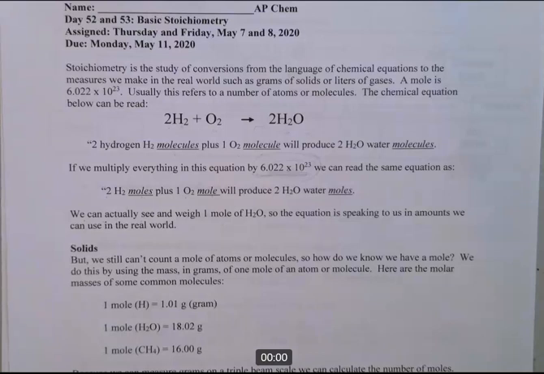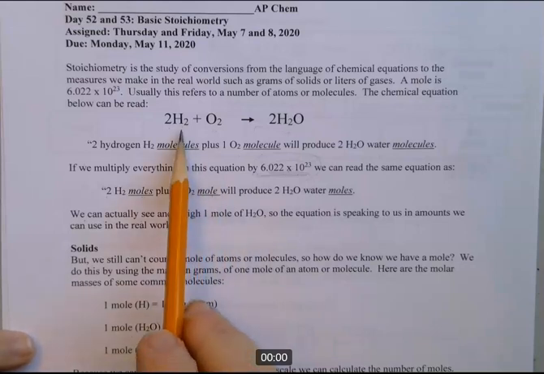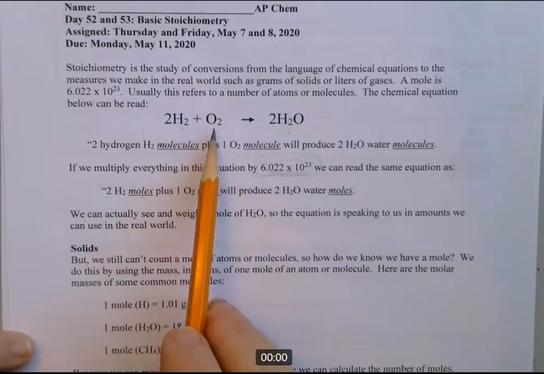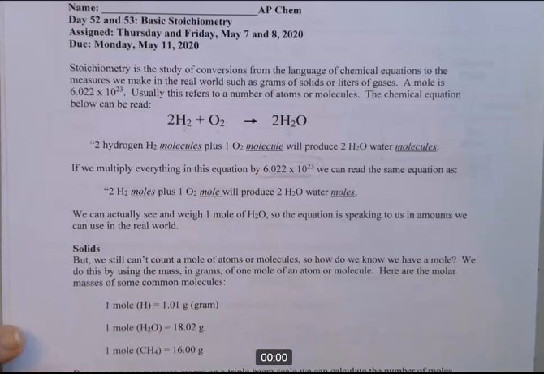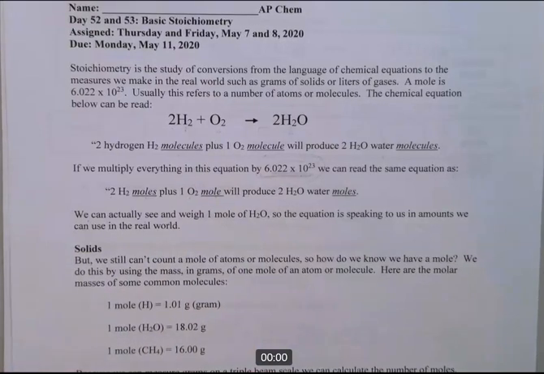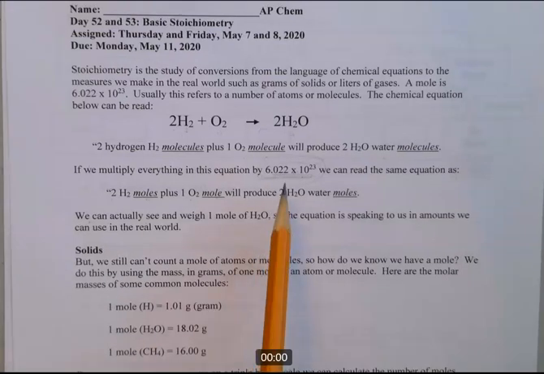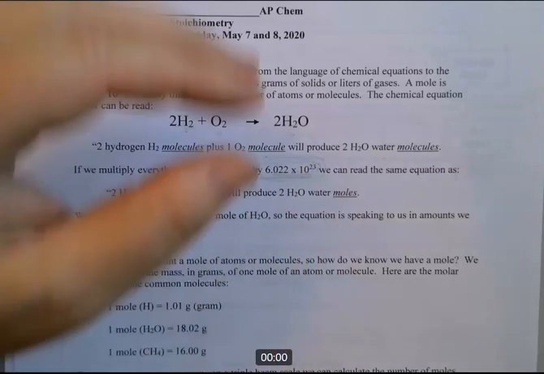Molecules and atoms are too small for us to see, but a mole, this number, is too big for us to count. We can't count a mole of H2 molecules, or a mole of O2 molecules. It's just too big. So we need a way to get between things that we can measure in the laboratory and this big number of atoms and molecules that we're going to be working with.